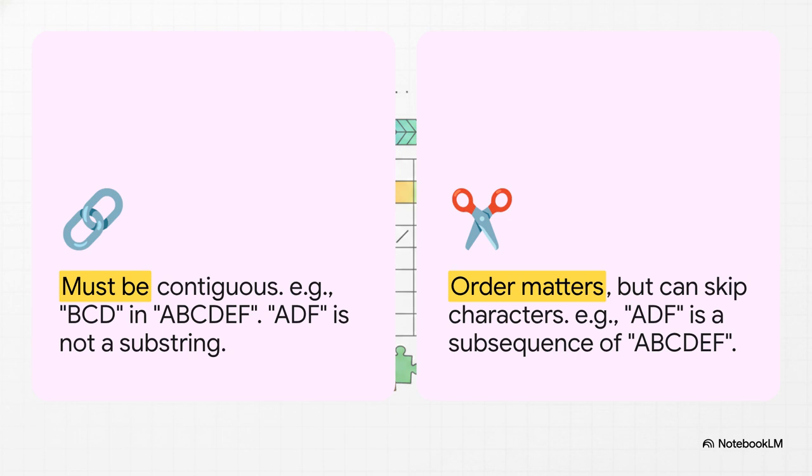Now, this right here is probably the #1 thing that trips people up. Substring versus subsequence. They sound similar, but they are not the same at all. A substring has to be a continuous, unbroken block. See here? BCD is a substring because all those letters are right next to each other inside A, B, C, D, E, F. A subsequence, on the other hand, can have gaps. The order still matters, but you can skip letters. So ADF is a subsequence, but it is absolutely not a substring. For our problem today, we only care about those solid, contiguous blocks.